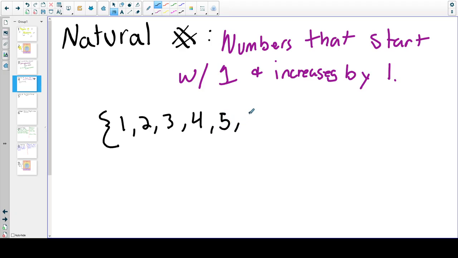5, 6. Now, I can't sit here forever and write an infinite amount of numbers. That's impossible. So we're going to put dot, dot, dot to show that it goes on forever. And that's it. Natural numbers are just numbers that start with 1 and increase by 1 infinitely. So 1, 2, 3, 4, 5, 6, 7, 8, 9, 10, infinitely. Okay? Then we are building on that.